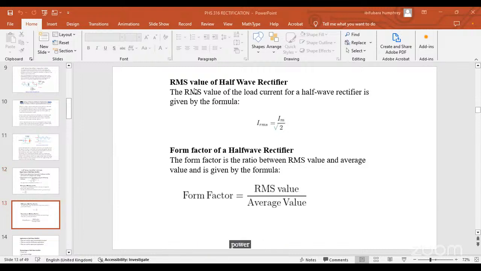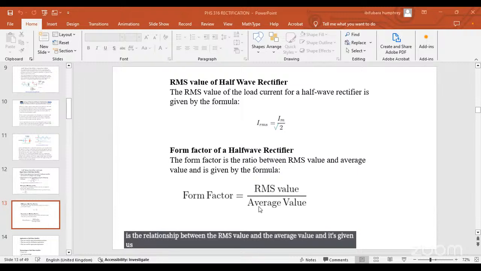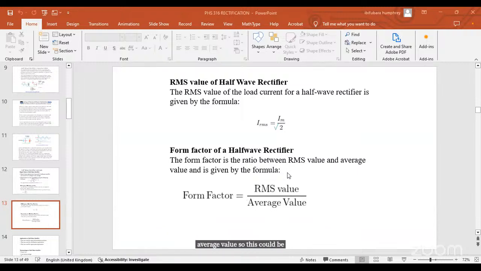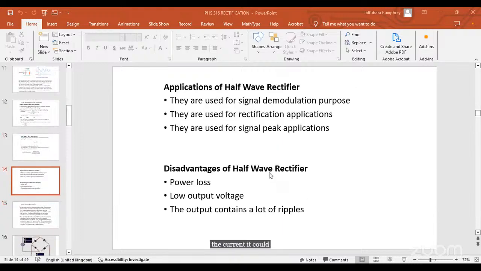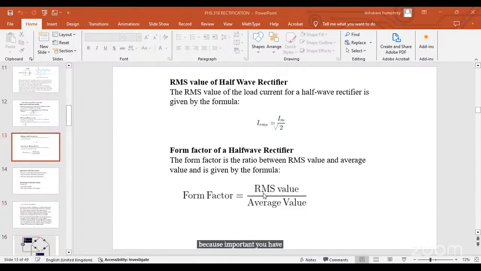The root mean square value of half-wave rectifier. This is a normal formula. RMS equals Im, that is I maximum over root 2. And then form factor of half-wave rectifier. The form factor is the ratio between the RMS value and the average value, and is given as RMS value over average value. So this could be the current, it could be the voltage, because in current you have RMS value, as well as in voltage you have RMS value and average value as well.